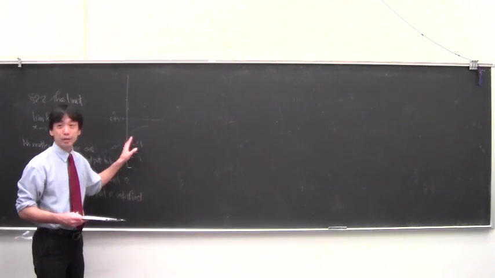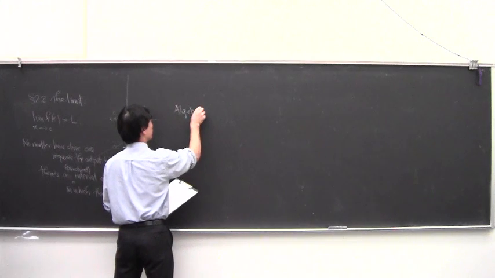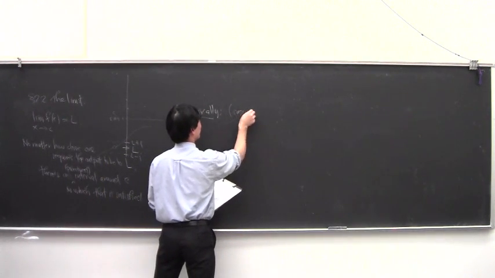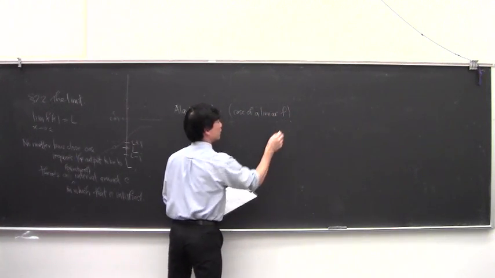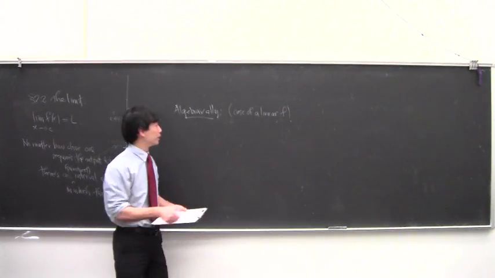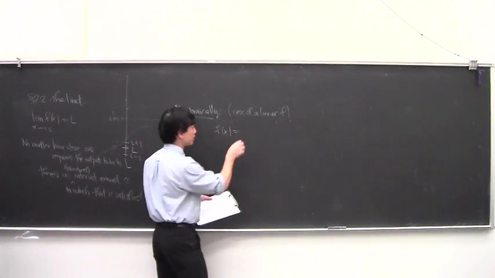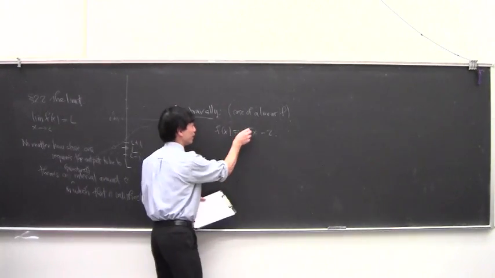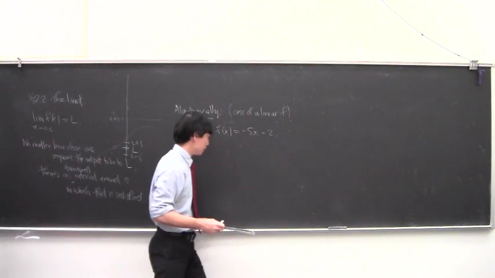And then you can also do it algebraically. So algebraically, in the case of a linear f, let's just make up a linear function. Somebody make up a linear function. f of x is 5x minus 2. I'm going to make it negative 5x minus 2, because we haven't done any negative slopes, just to illustrate.